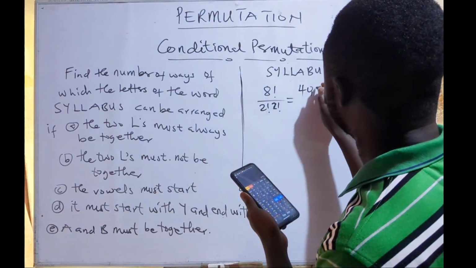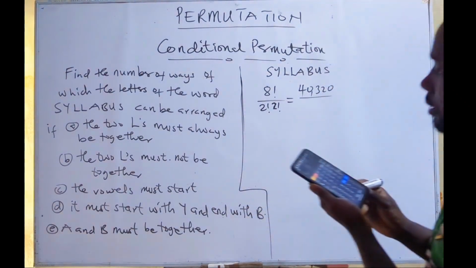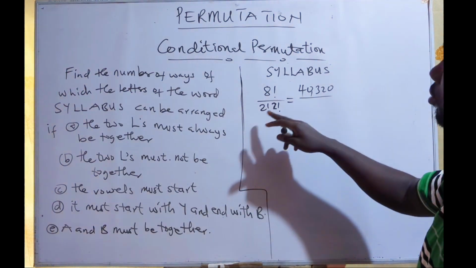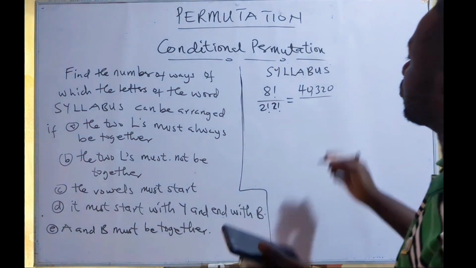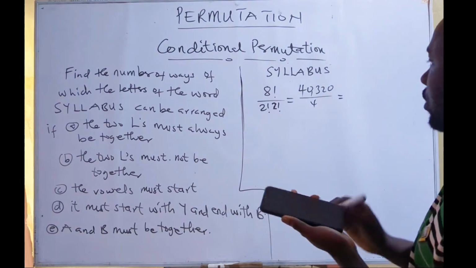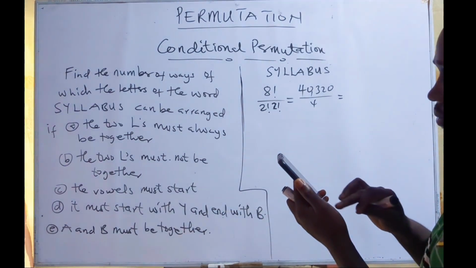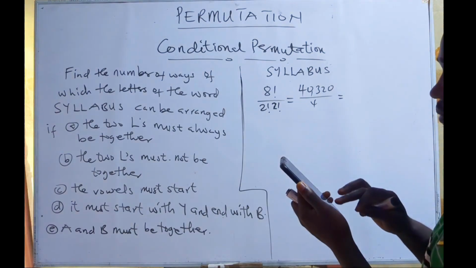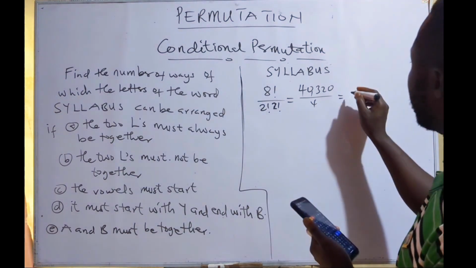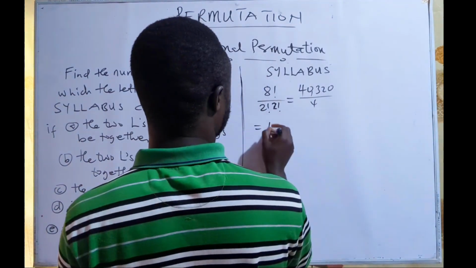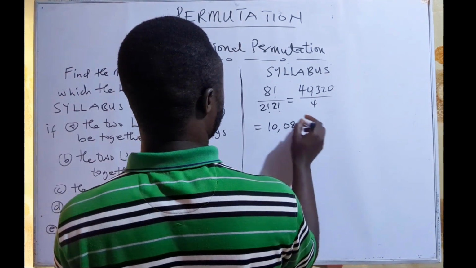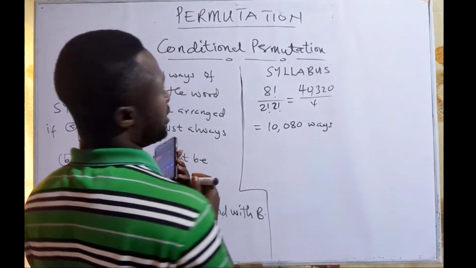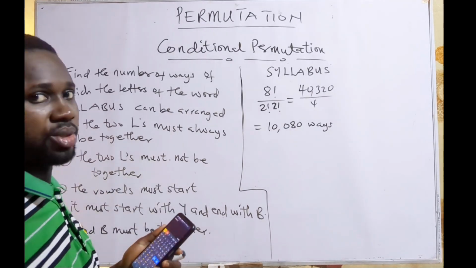40,320 divided by 2 factorial, which is 2 times 1, is 2. So 2 factorial is 2, and 2 times 2 will give us 4. So you get 40,320 divided by 4, and that will give us 10,080 ways that the word syllabus can be arranged.